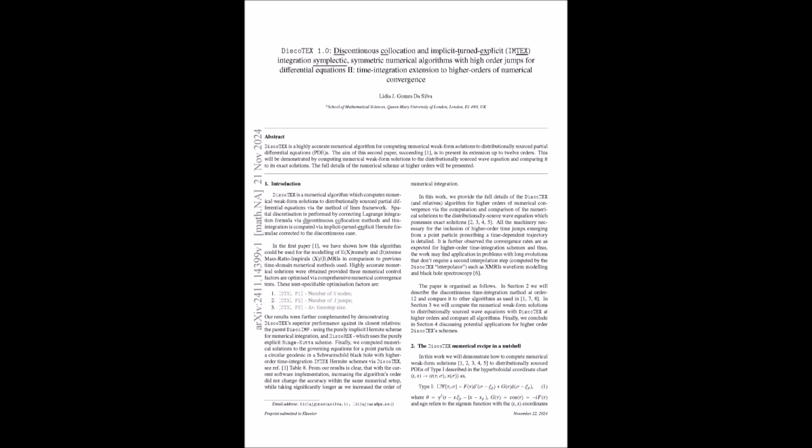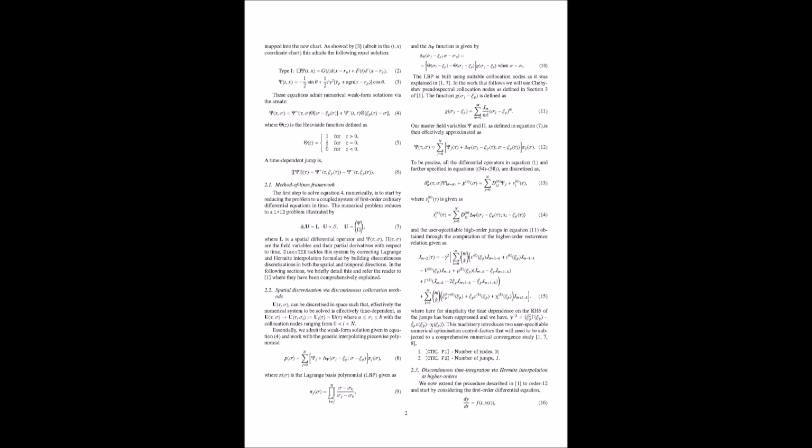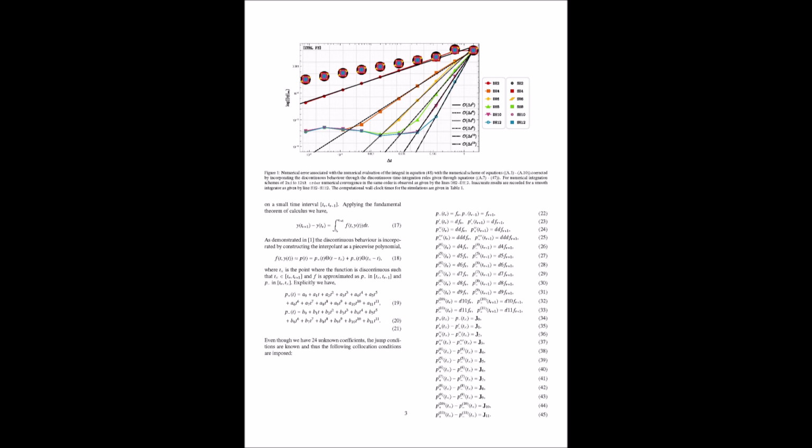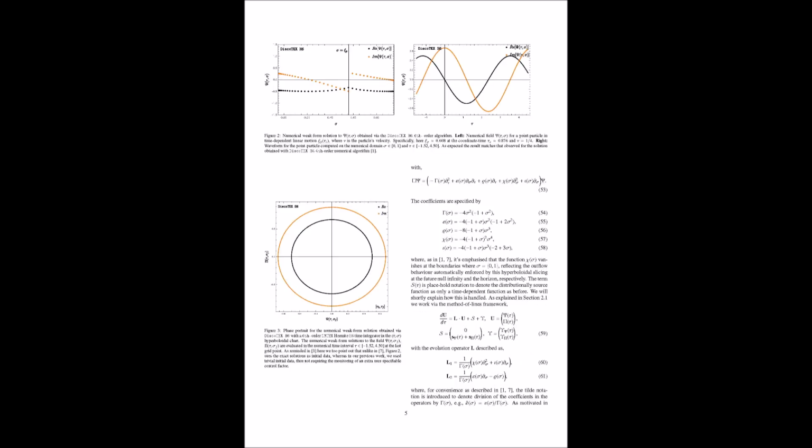Then there's the number of jumps, which controls how DiscoTEX handles those discontinuities. So more jumps means it's more nuanced, but it's also more complex. More calculations. And then finally, there's the time step size, which affects the accuracy of the time integration. A smaller time step size typically means higher accuracy, but it takes longer to compute. So it's always that balance. It's always that trade-off. Accuracy versus speed.